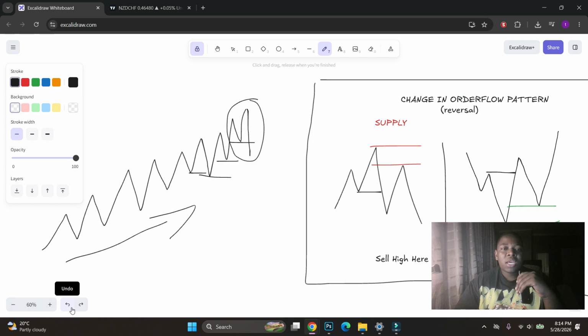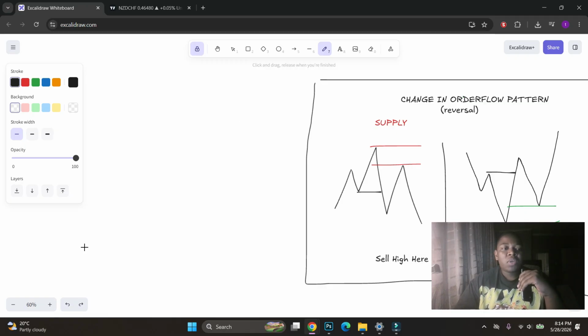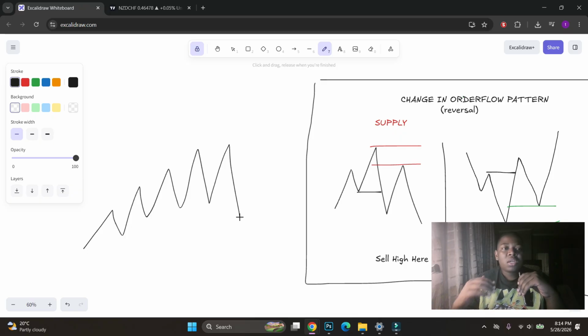Yes, sometimes price gives you something like this and then continues to the upside and doesn't sell. But you can't predict 100% of the market. If we did, we would be 100% profitable. But when we do get a change in order flow, that's a signal. And once you connect it with other signals, other confluences, then you get a perfect trade, a perfect setup. So yeah, order flow.